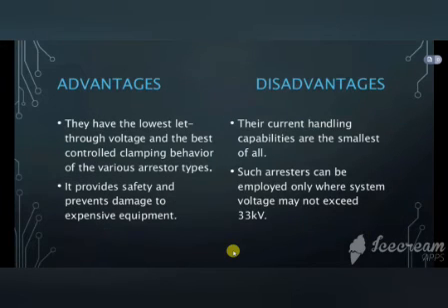The advantages of multi-gap arrestors are they have the lowest let-through voltage and the best controlled clamping behavior of the various arrestor types. It provides safety and prevents damage to expensive equipments. And the drawbacks are their current handling capability is the smallest of all. Such arrestors can be employed only where system voltage may not exceed 33 kV.